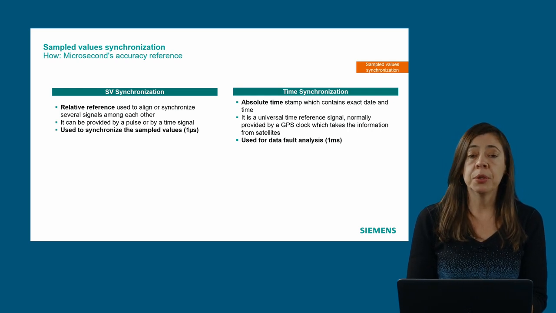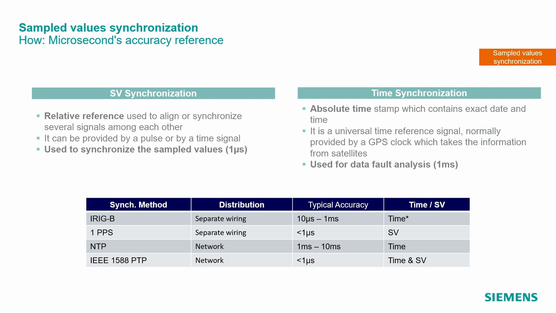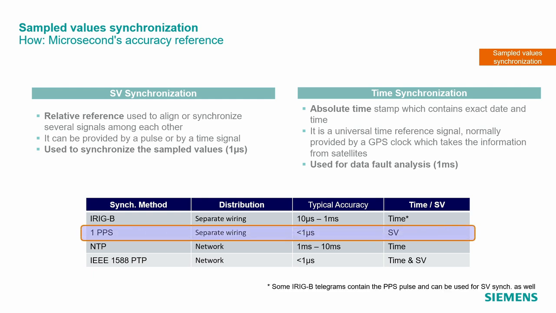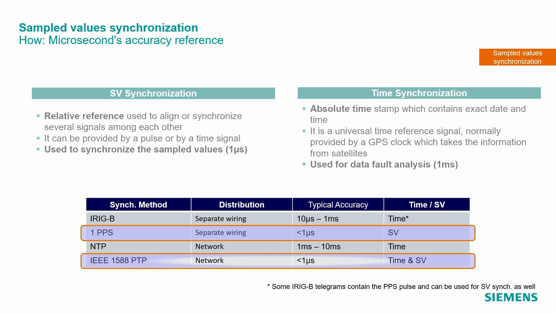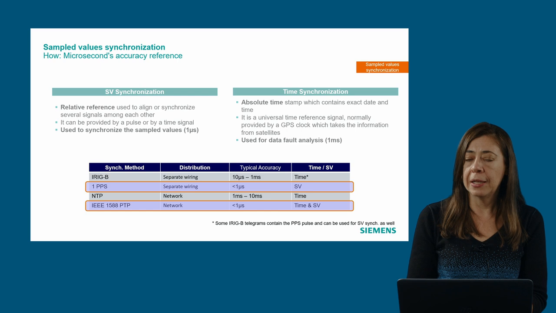How can we do it? So we have different types of mechanisms. For microsecond synchronization, we can use the PPS, or pulse per second, or the IEEE 1588 PTP, or precision time protocol. The advantage of the precision time protocol is that the same communication network can be used to distribute the synchronization signal, while for the PPS, or pulse per second, we need to have an independent network to distribute this PPS signal.